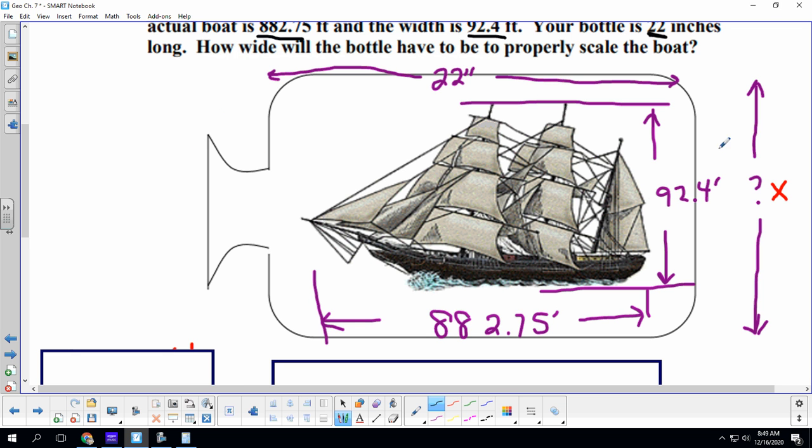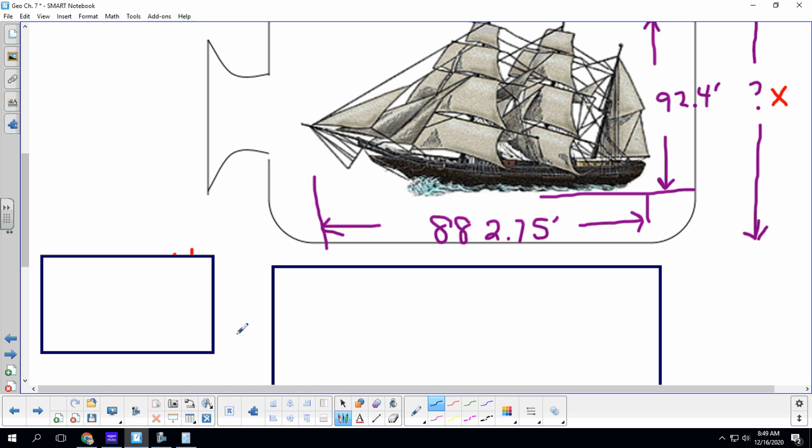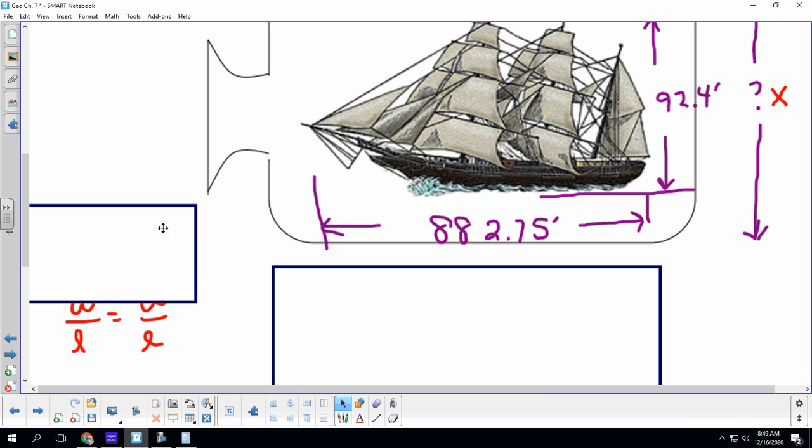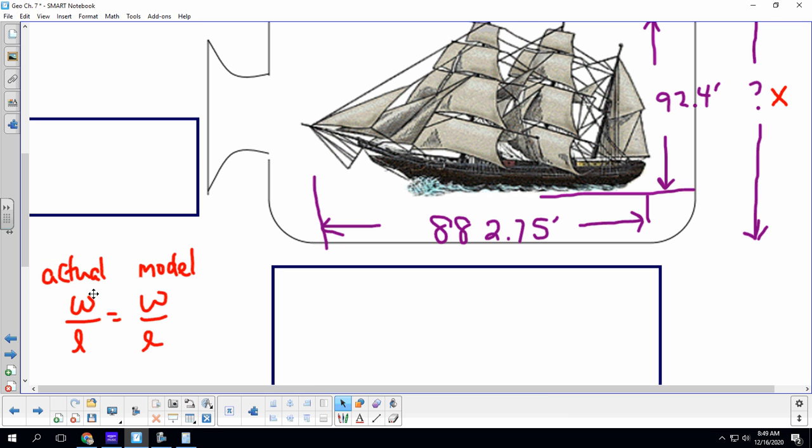And we have a 22-inch bottle, and we don't know how wide our bottle is, so we're going to go ahead and calculate that. When we're putting together proportions, I like to think of it in chunks. So the actual boat versus the model boat. I'm going to put width of the actual over the length of the actual, and it's going to equal the width of the model over the length of the model.